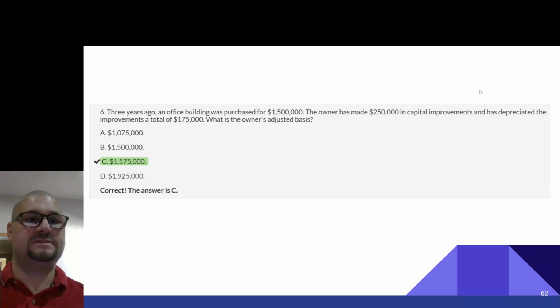C, 1.575 million. 1.5 million. 1.575 million.